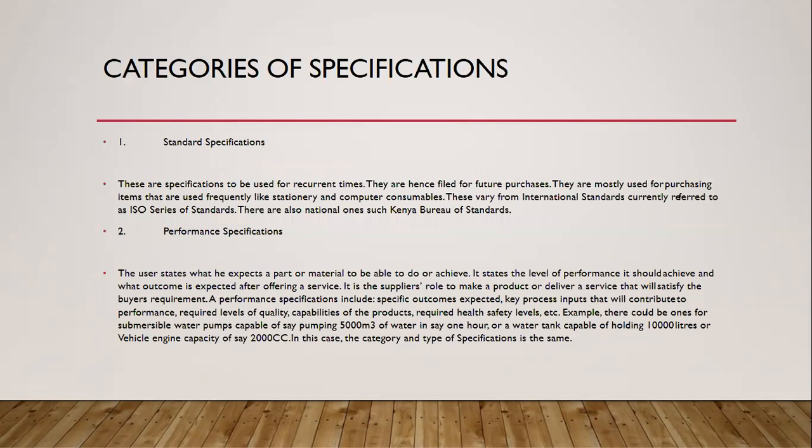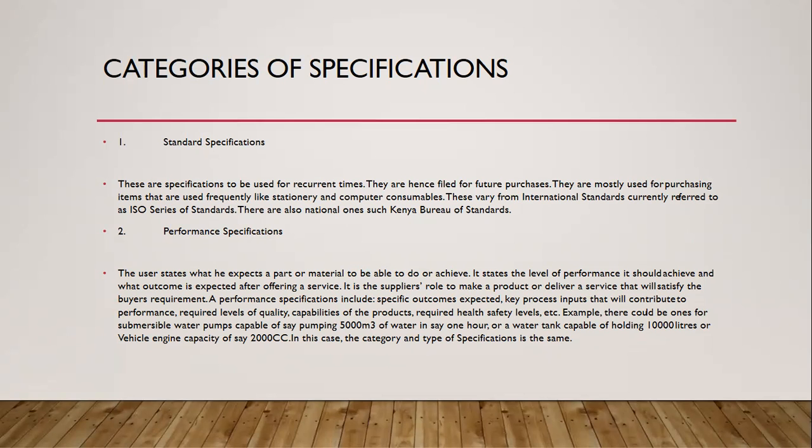The other one is standard specification. This type of specification basically is used at recurrent times. They are hence filed for future purchases. Basically, you set a particular standard, a uniform standard that is going to be used in your organization for a particular time or a particular duration. So that standard is what basically is going to guide you when you're coming up with a specification.